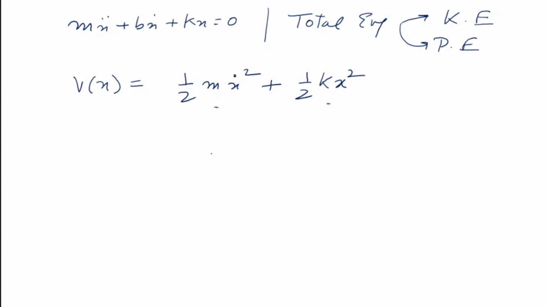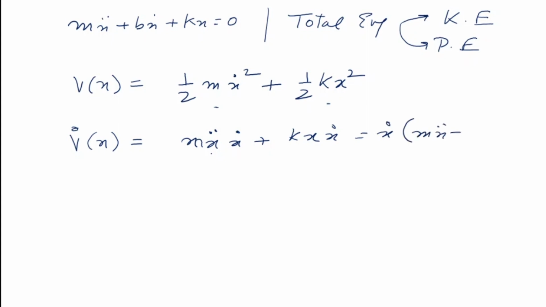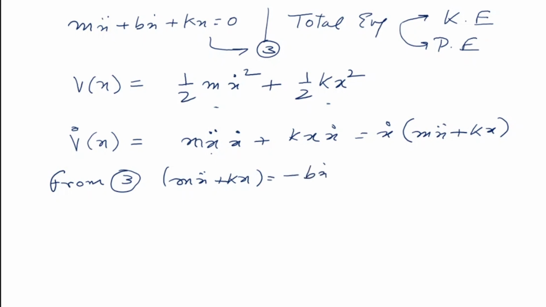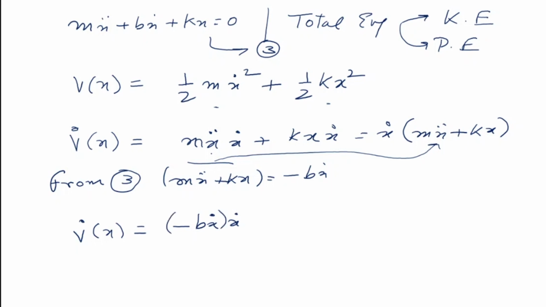Now, if I take the derivative of this, then what we get is equal to m x double dot into x dot plus kx into x dot, which if I take x dot common, this becomes (mx double dot plus kx) times x dot. Now from equation number 1, let's call this equation number 3. So from 3, what we can see is that I can write mx double dot plus kx is equal to minus bx dot. Okay, I take this part and I put it inside there. So what I do get is V dot x is equal to minus bx dot into x dot, so that is equal to minus b into x dot squared.